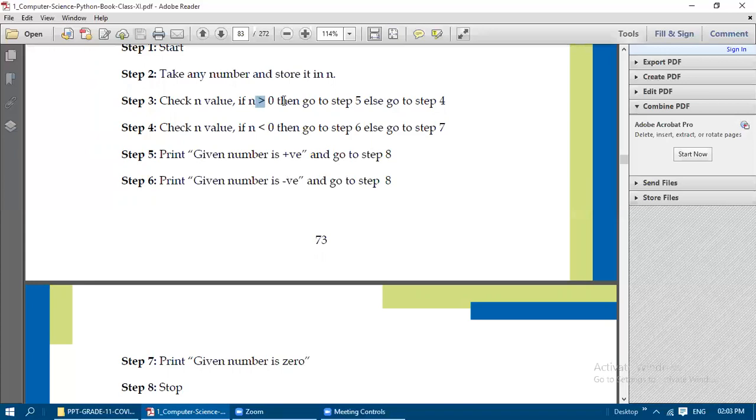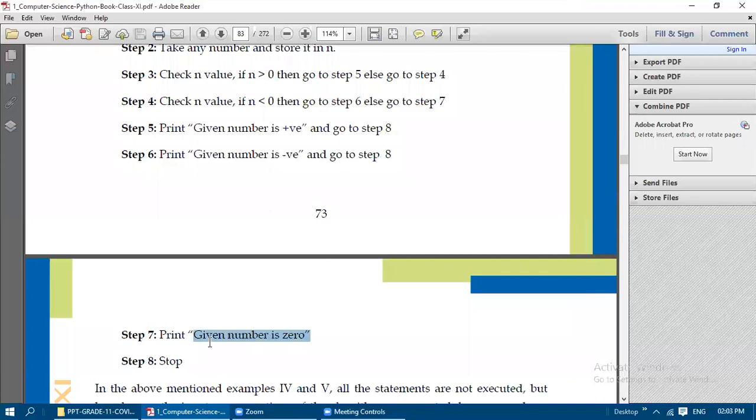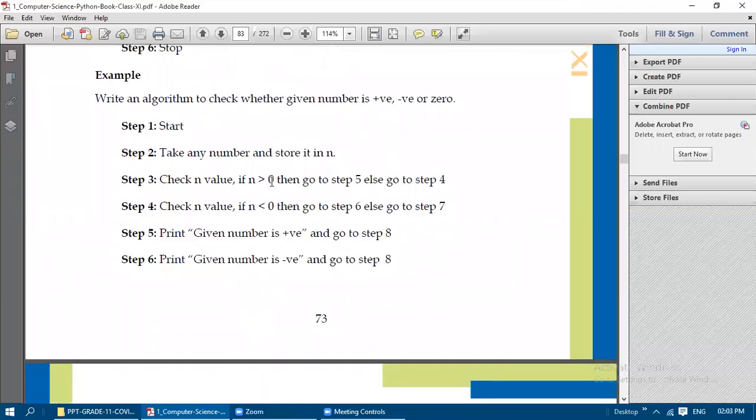So here two conditions we have checked. One is greater than 0, another is less than 0, because here we need to check three types of values. In order to check whether the number belongs to these three categories, we need two conditions. One is greater than 0. If it is false, go to less than 0. Again, if it is false, automatically the number will be 0 only.